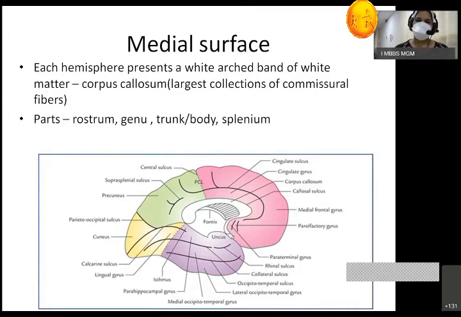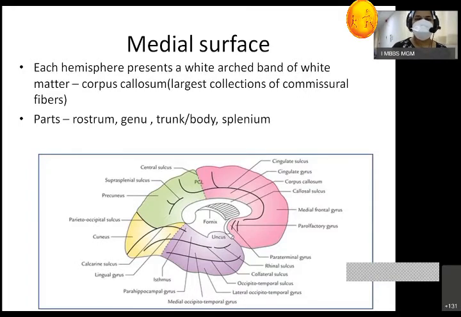On the medial surface, the most important structure, which is easily appreciable, is called the corpus callosum. This corpus callosum is the largest collection of commissural fibers. Now I told you, deep to the gray matter there is white matter, that is, tracts. So these tracts are again divided into three types. In short, these white fibers are divided into three types.